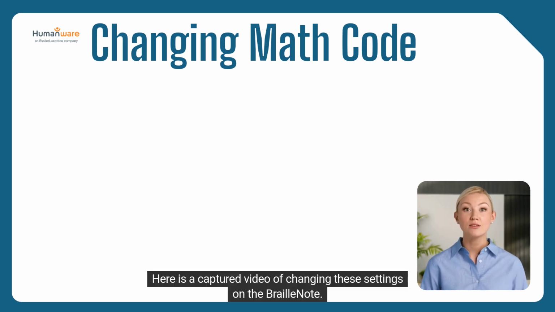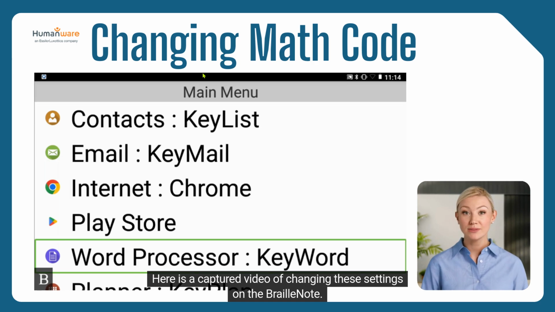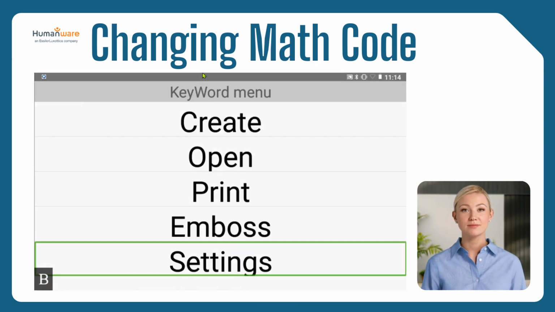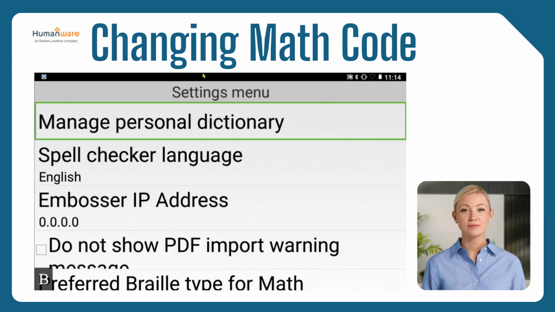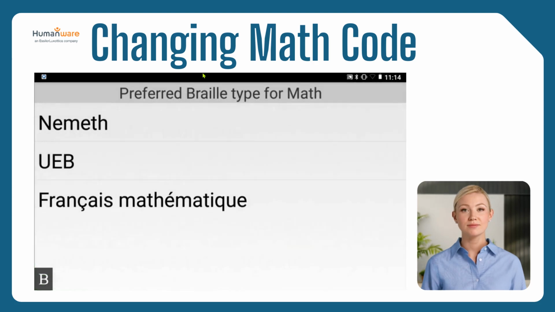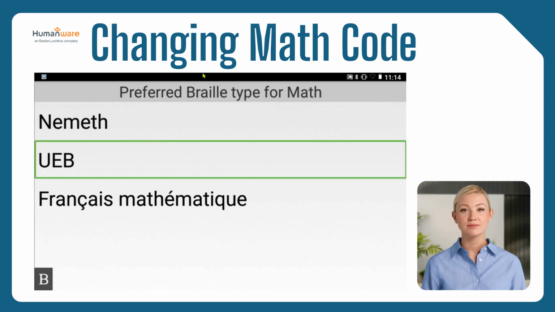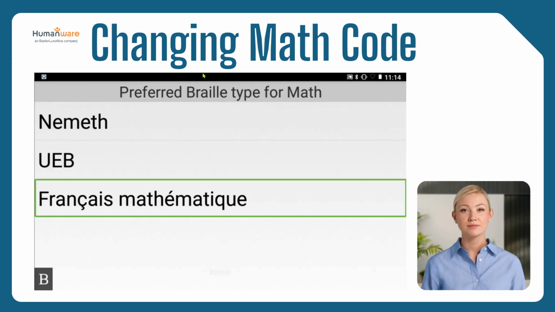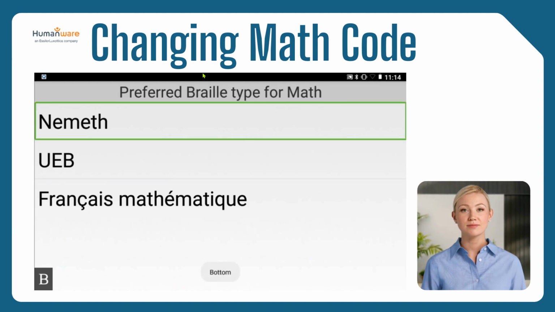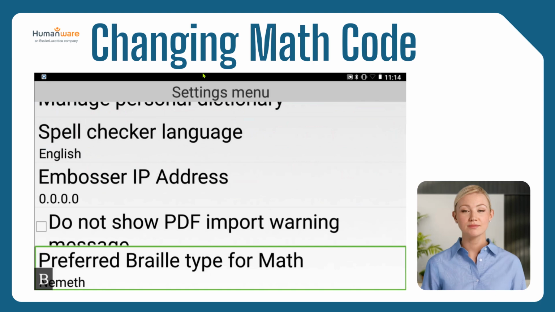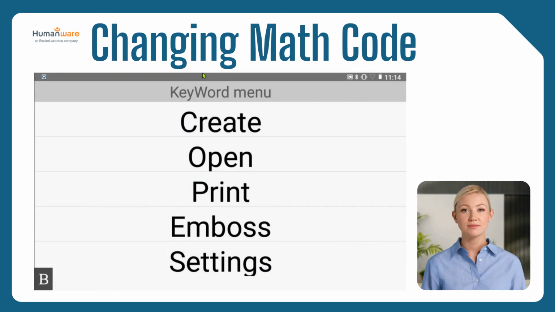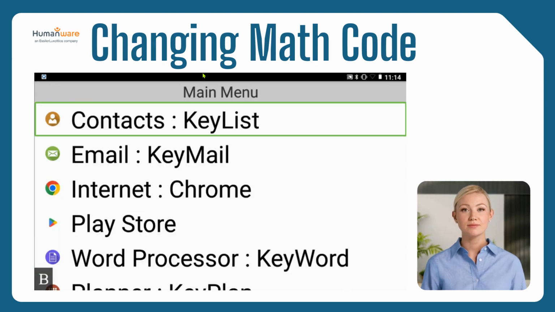Here's a captured video of changing these settings on the BrailleNote. KeyWord. Settings. Settings menu. Manage personal dictionary. Preferred Braille type for math. Français mathématique. Settings menu. Preferred Braille type for math. KeyWord.